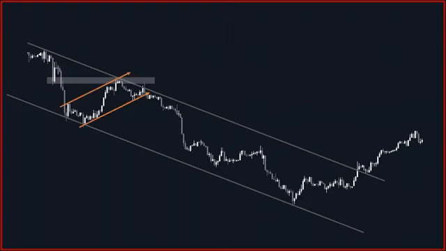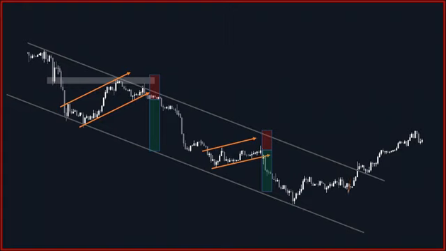We wait for the price to break below the pattern, and then that's our cue to enter the market with sells. As we continue to move downward, we spot another continuation pattern, confirming that the downward movement is likely to continue. Again, we wait for the pattern break, and when it happens, we enter with another sell.